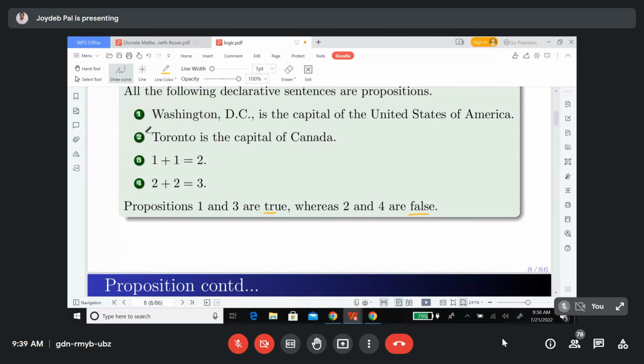Here all the statements are atomic, right? In this example, 1 is atomic, 2 is atomic, 3 is atomic, 4 is also atomic. That is a different question. I was asking about whether these are atomic or compound. So if there is such a question, then you write all these 4 are atomic propositions.